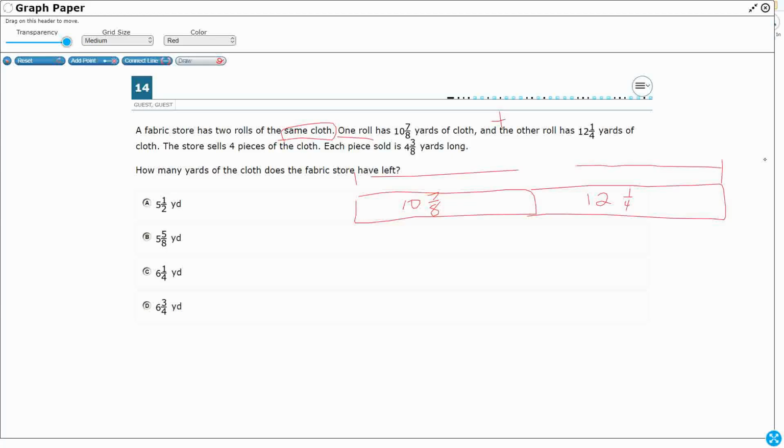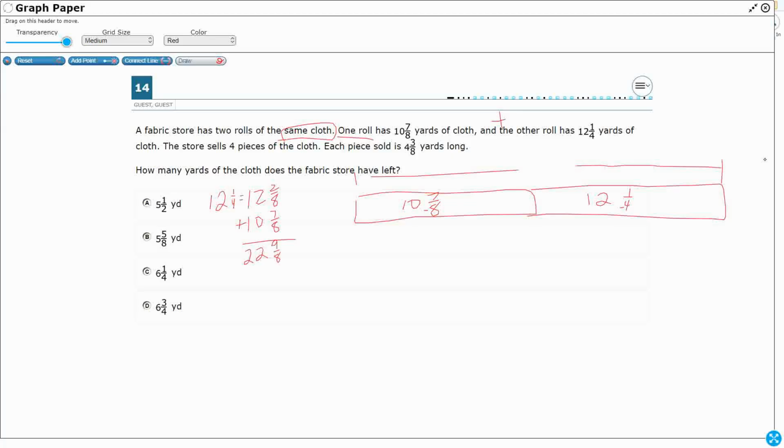Well, I need to add those two. In order to do that, I need the same denominator. So looking at my 8, looking at my 4, you know what, if I double the 1/4, I'm just going to double it to 12 and 2/8, right? So now I can add the 10 and 7/8. You could just add that vertically, right? So 12 and 10 make your 22. 2/8, 7/8 makes 9/8. Now this is where it gets a little bit tricky.